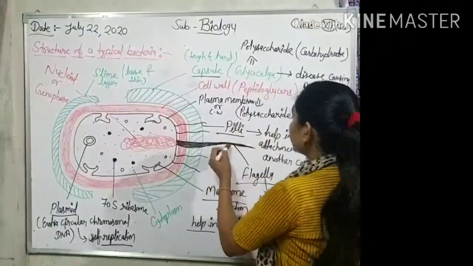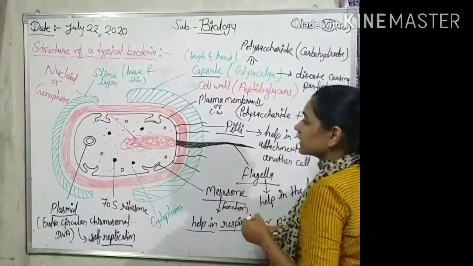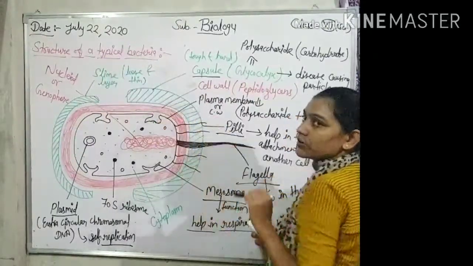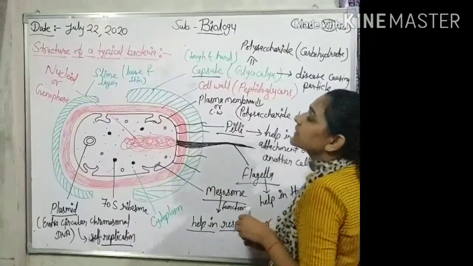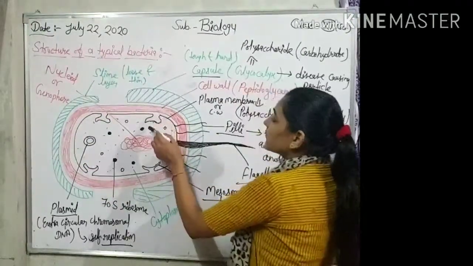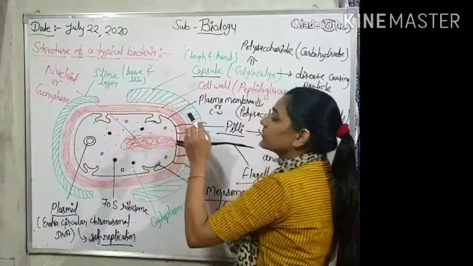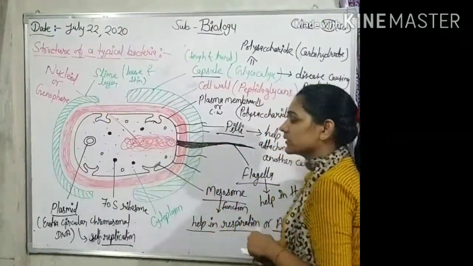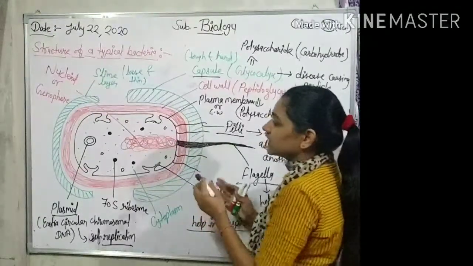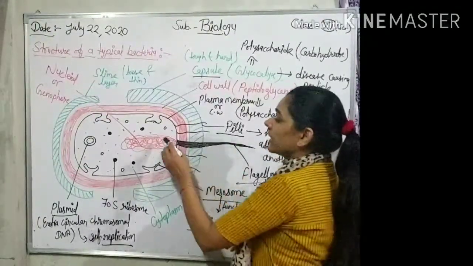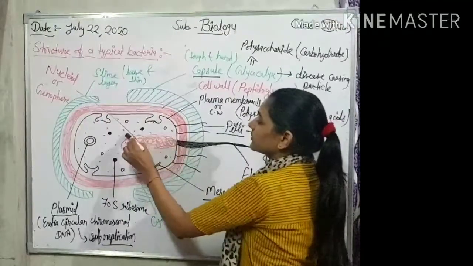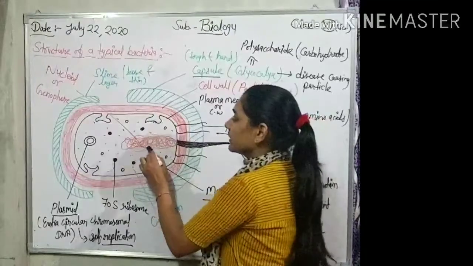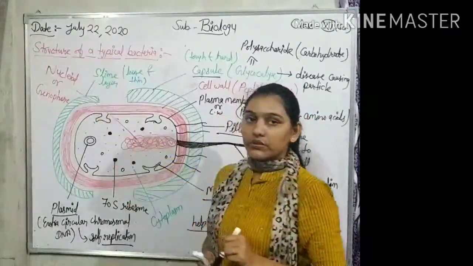Pili and flagella are the part of cell appendages. Capsule and cell wall are the part of cell envelope. Plasma membrane and cytoplasmic contents are the part of protoplast. So this is the structure of a bacterial cell. It means the structure of prokaryotic cells, and the main feature of prokaryotic cells is the primitive nucleus without membrane, known as nucleoid or genophore.